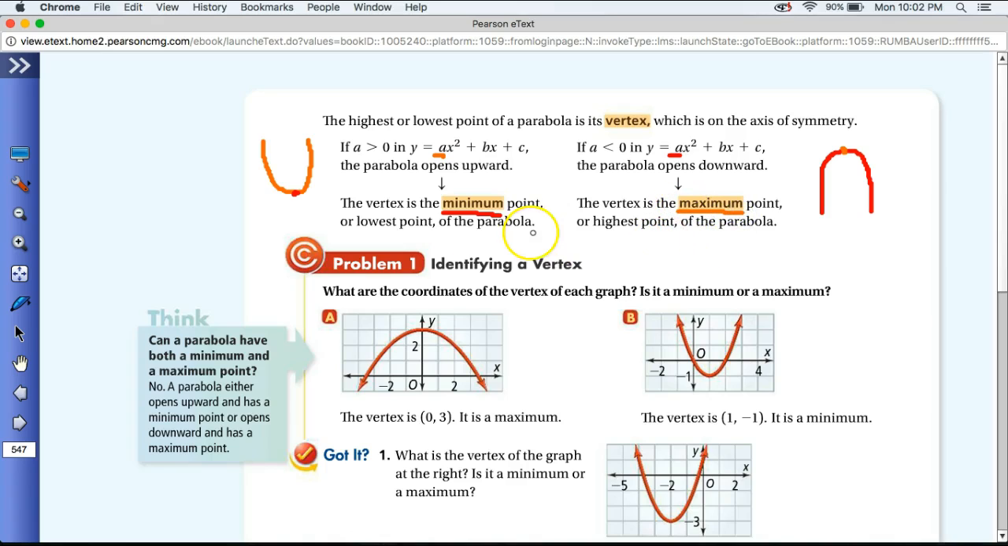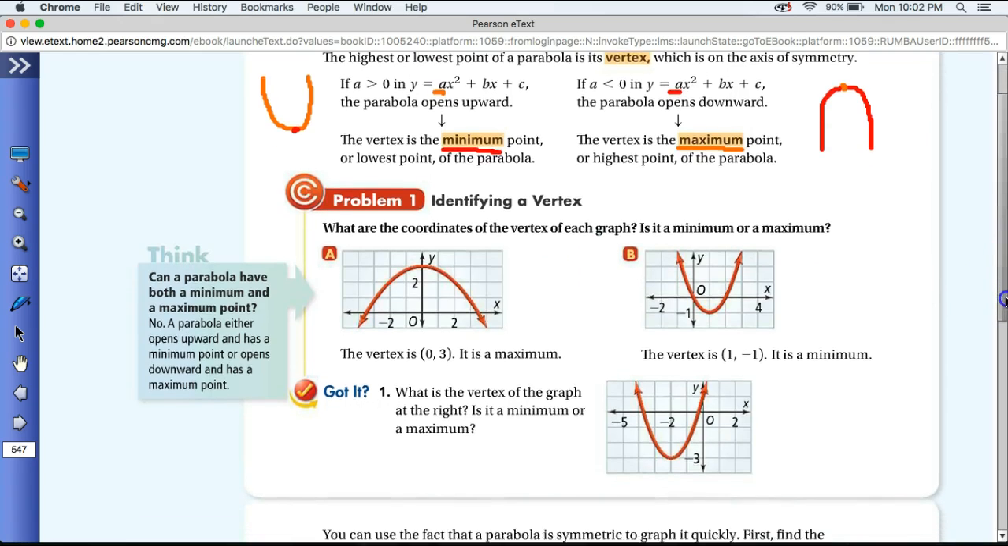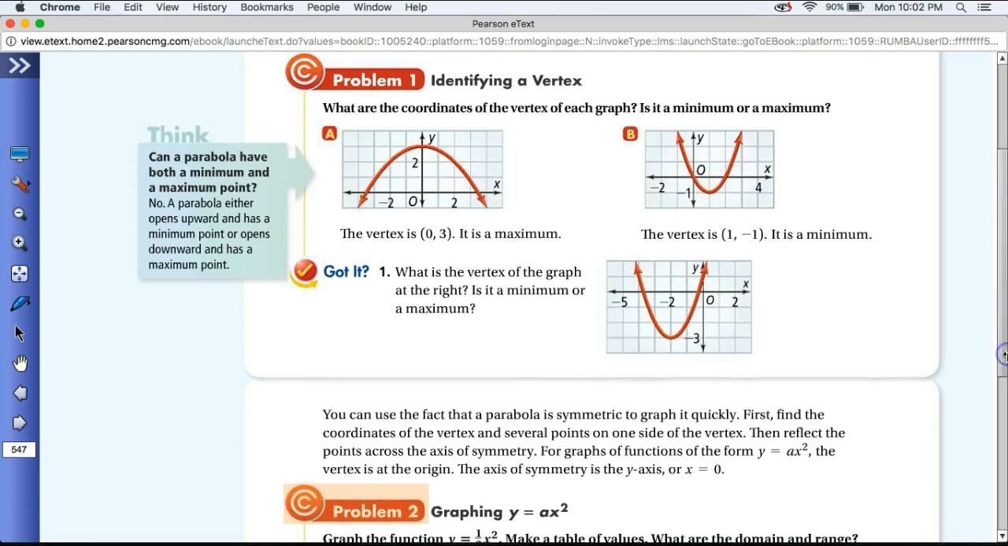Okay, so I don't know if that's counterintuitive or what, but the parabola opens up, it has a bottom called the minimum, the lowest point. The parabola opens upside down, it has a top called the maximum. That's where the vertex is. Okay, so we'll just take a look at these examples as we go through.